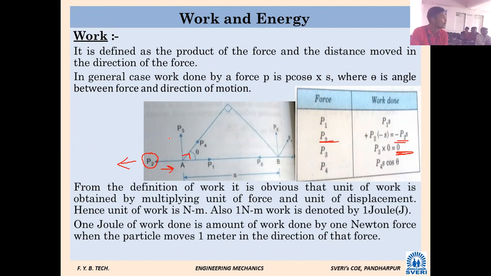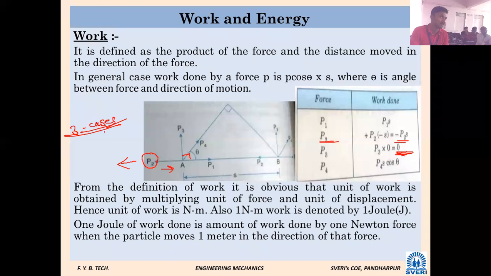Two things we have seen. If displacement is according to the direction of force, the work is positive, force into displacement. If the force is perpendicular, work done is zero. Second thing, if the force is exactly opposite to the displacement, then it is negative. Means when it will be positive, when it will be negative, and when it will be zero. So three cases you have to see here. For a multiple choice question, these three cases may be asked.